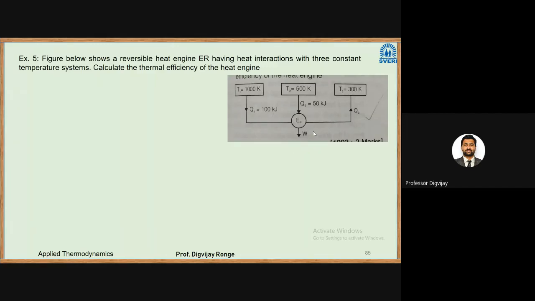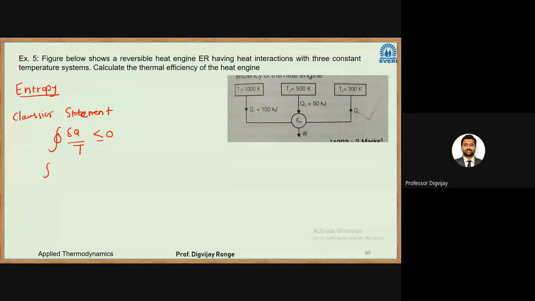Before going to this numerical, a very important thing I forgot to mention was related to entropy. The entropy concept was very important, and in the flow I forgot to mention it. For entropy, we have a very important statement: for any cyclic process, the cyclic integration of ∂Q/T is always less than or equal to 0.